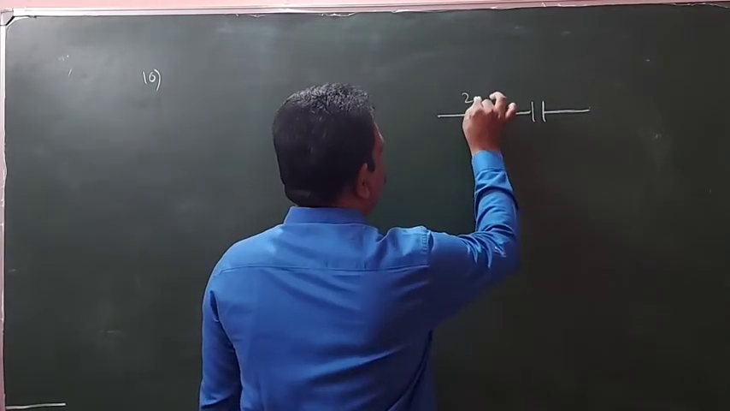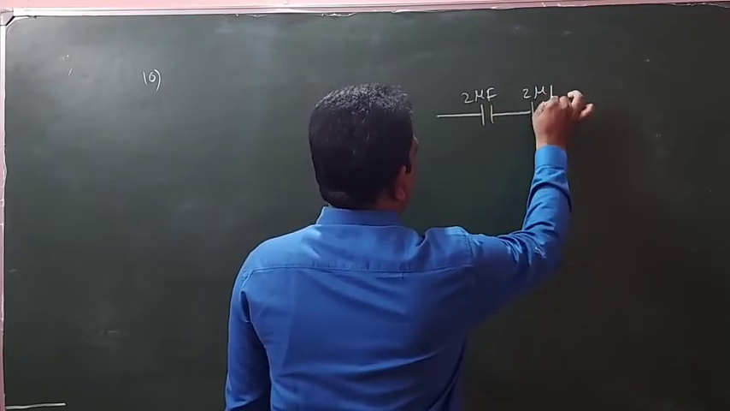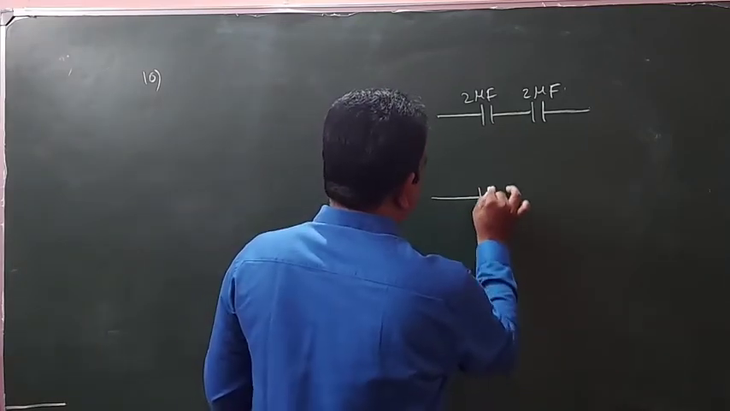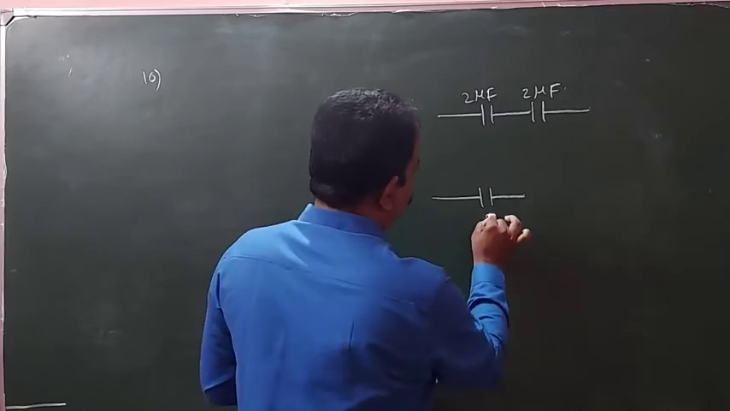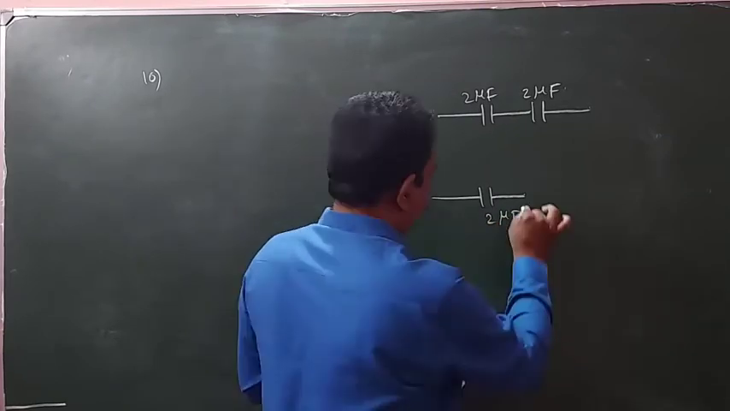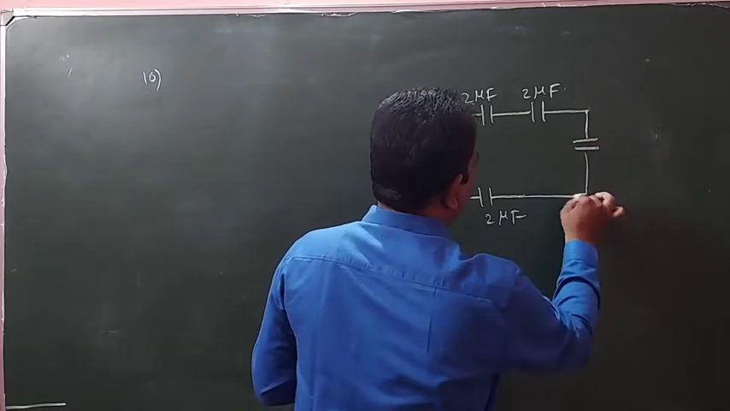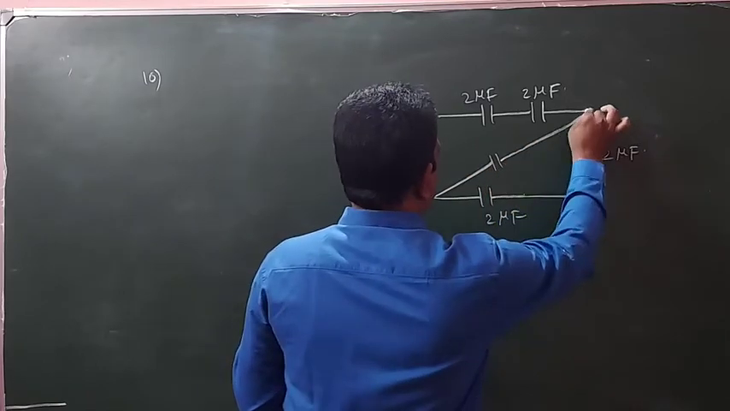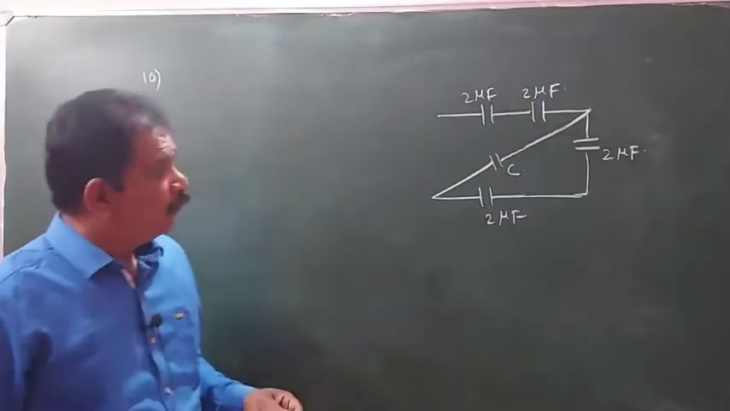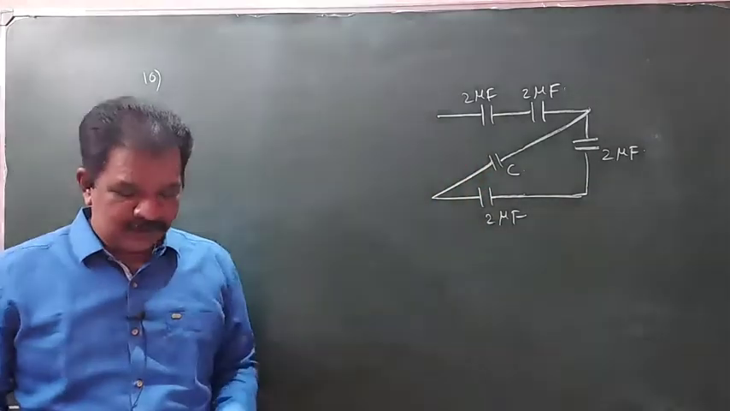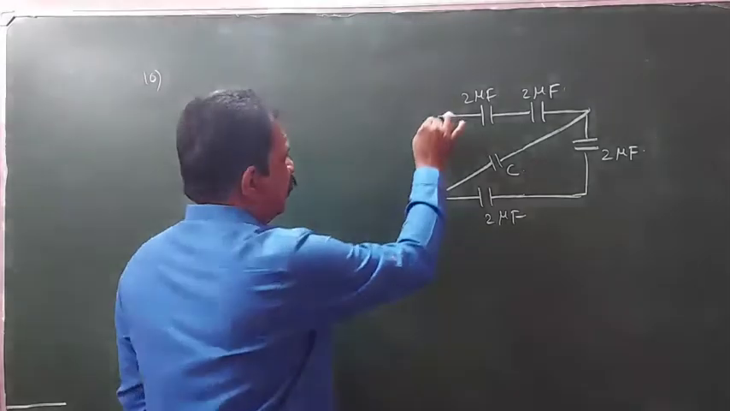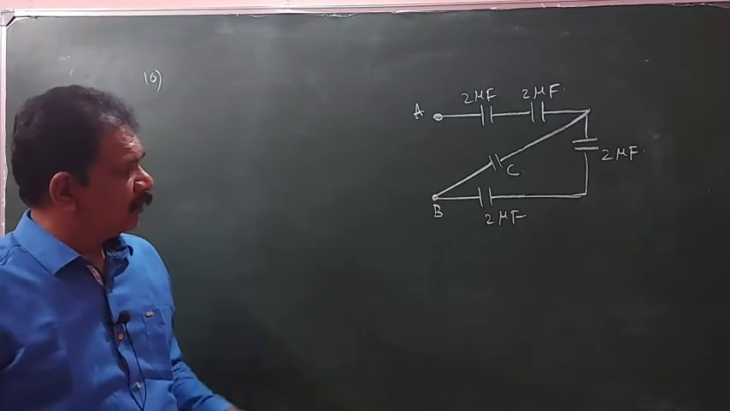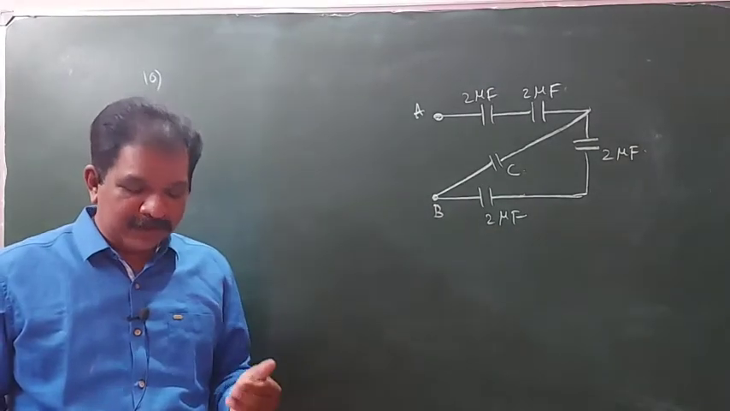This is 2 microfarad. This will also be 2 microfarad. And this value, 2 microfarad. Here this is 2 microfarad. And here C. What is the value of C, if the PD across A and B is 10 cube volt? That is the question.